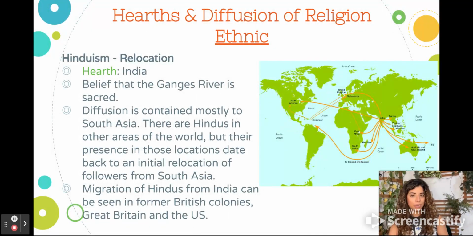And then with relocation as well, here we have Hinduism. So the hearth is also India. The belief is the Ganges River is sacred, so that is something that does come up on the exam from time to time.